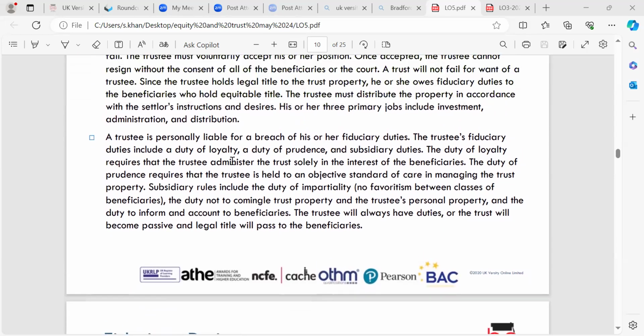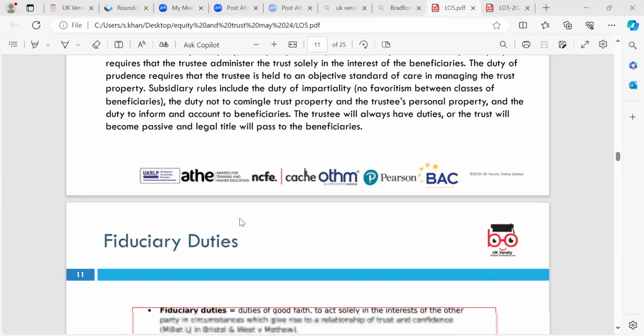A trustee is personally liable for a breach of his or her fiduciary duties, and the trustee's fiduciary duties include, as we mentioned earlier, duty of loyalty, prudence, and subsidiary duties. The duty of prudence requires that the trustee is held to an objective standard of care in managing the trust property. Subsidiary rules include the duty of impartiality and the duty to inform and account to the beneficiaries.